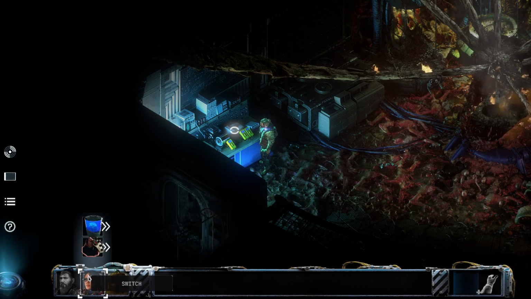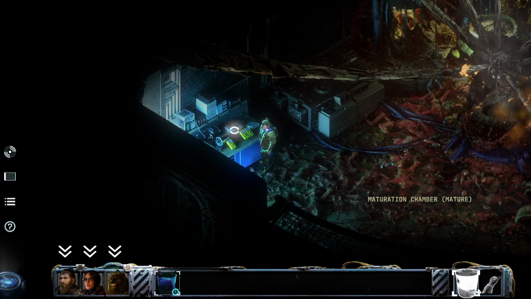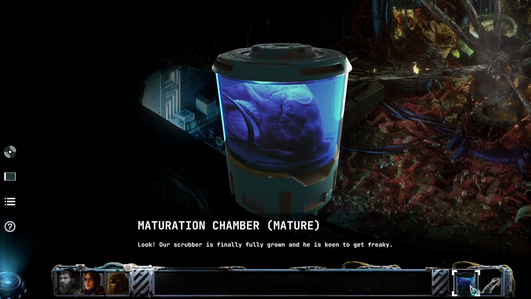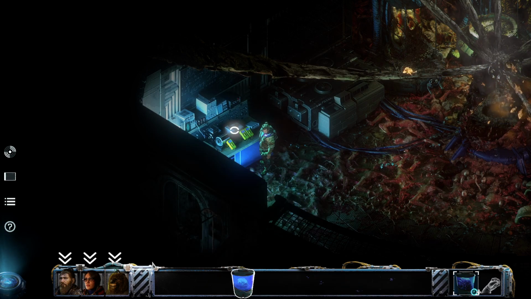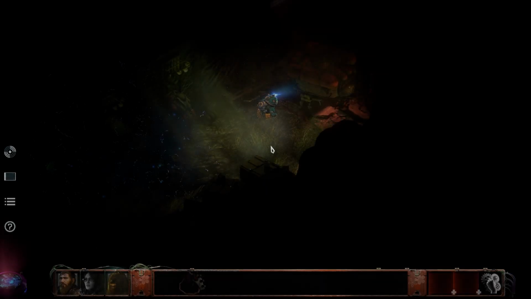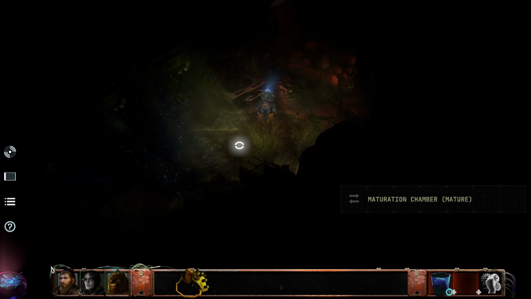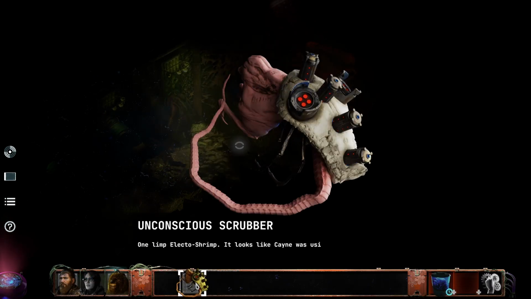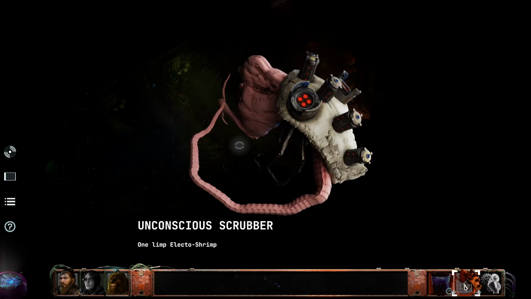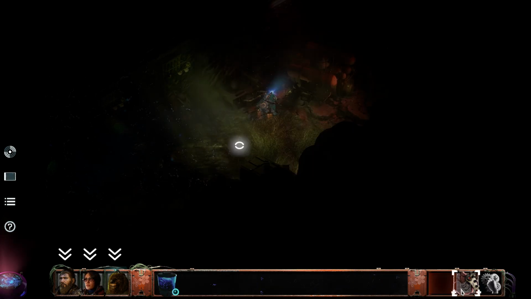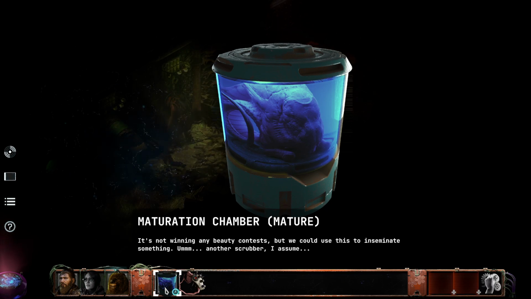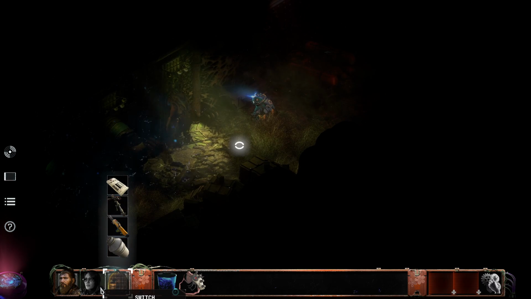Do I want to crack it out of there? Apparently I can't. Fully grown and keen to get freaky. Well. Can I? No. I'm a little worried that it's going to go through another maturation phase because it's still got the timer and become old and decrepit or something.